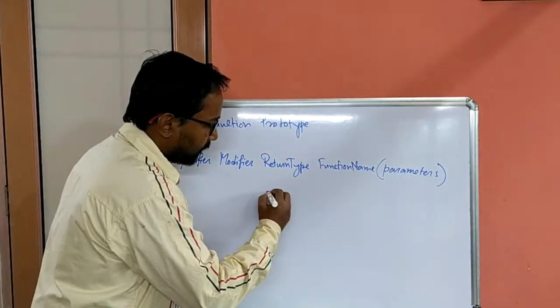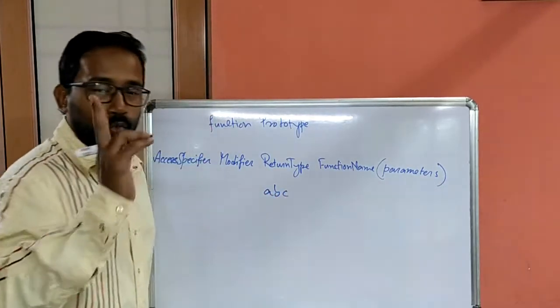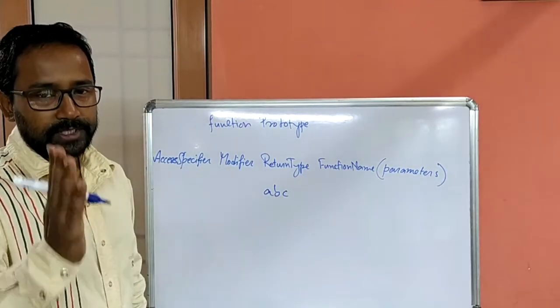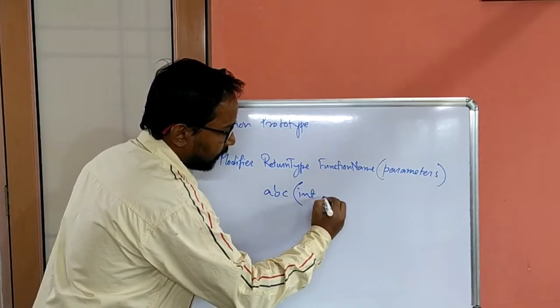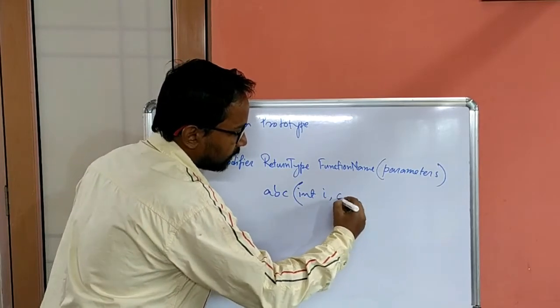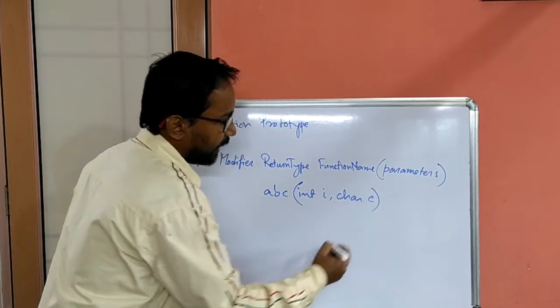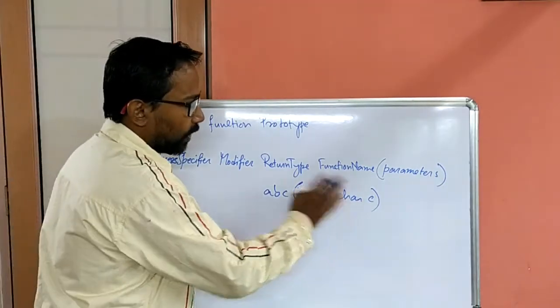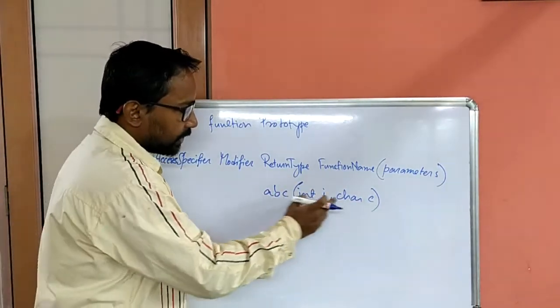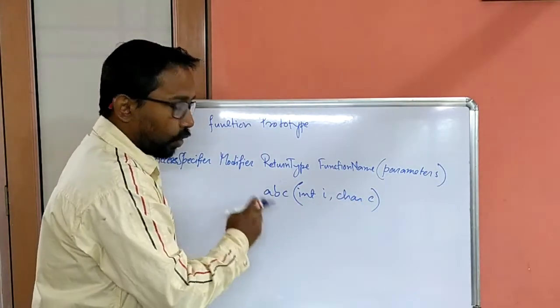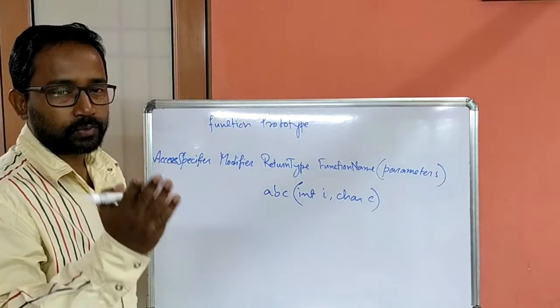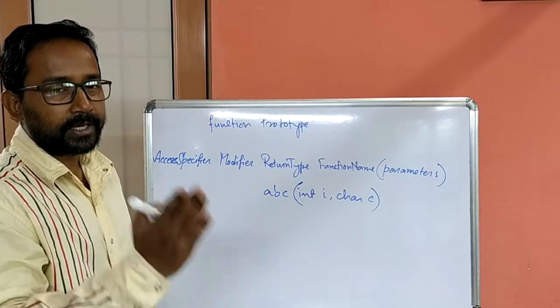Like if a function called ABC needs 2 values, one is an integer value, another one is a character value, we have to declare 2 variables. First one is an integer variable to take the integer value, and the second one will be a character variable to take the character value. So these two are parameters. Now as this function has 2 parameters, first one integer parameter, second one character parameter, to call that function we have to pass 2 values. First one will be an integer value and second one will be a character value.